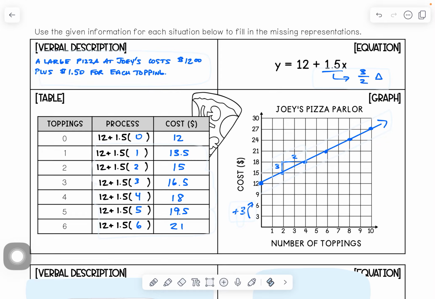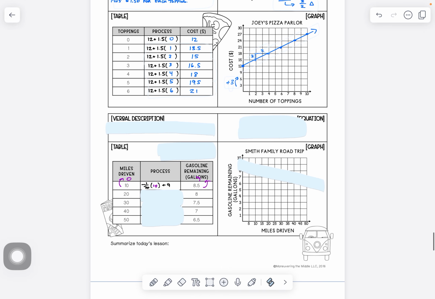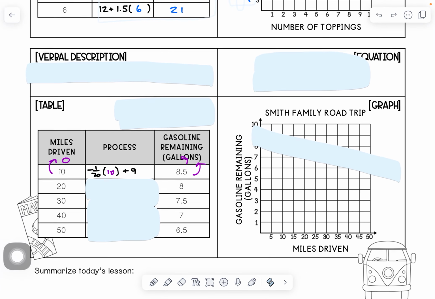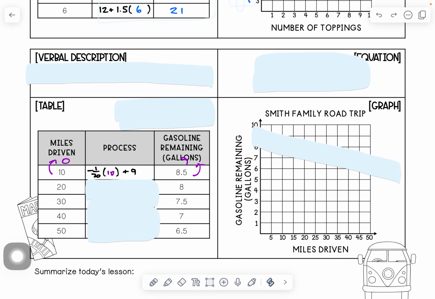Now, you could have done that in really any order you wanted to. Okay, I did it in the order that made the most sense to me. The parts, I just did the easiest ones first and worked my way through. And the next situation here talks about the Smith family road trip. And again, here all they give us is the table and some values in the table.